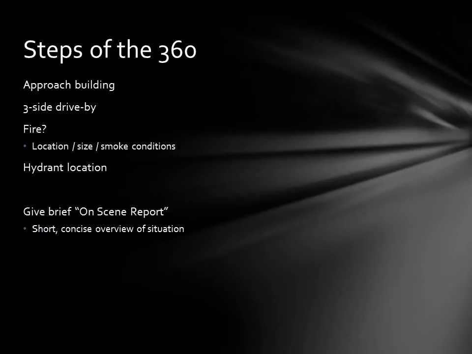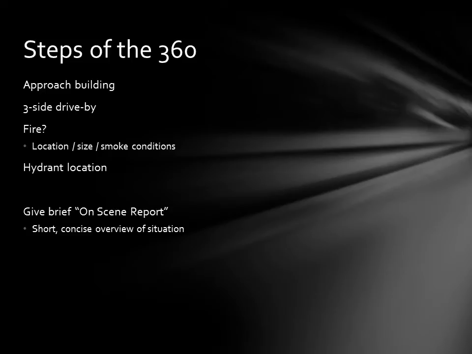So the steps of the 360, we're going to approach the building. And again, we can do that three-sided drive-by, but keep in mind that we have other vehicles that are still going to be coming in. And remember our apparatus placement. We want to make sure that we can get that ladder truck as close to that building as possible for the elevated streams or for the use of ground ladders. We can identify the fire, location, size, smoke conditions. That's what we're doing during the 360.